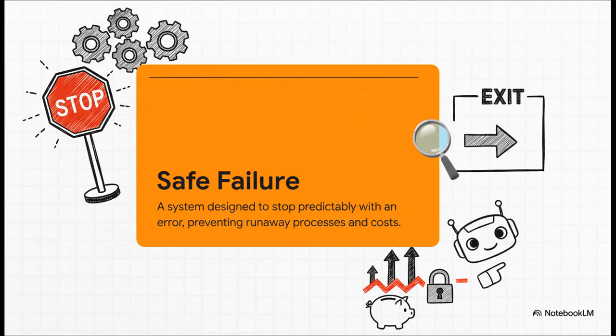Let's be really clear what we mean by safe failure. It sounds like a bad thing, but it's actually a feature, not a bug. It's you, the developer, deciding up front what the absolute breaking point is. So when the agent hits that wall, it just stops cleanly and tells you exactly what happened. No more nasty surprises on your bill.